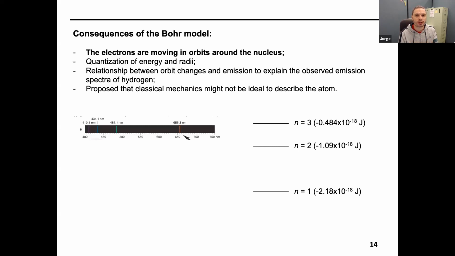We also used the orbit model to build a relationship between orbit changes and emission to explain the observed emission spectra of hydrogen. And Bohr realized that maybe classical mechanics might not be ideal to describe the atom. So the Bohr atomic model was an important step, but it was a very bad atomic model.